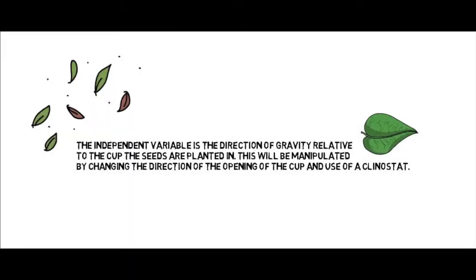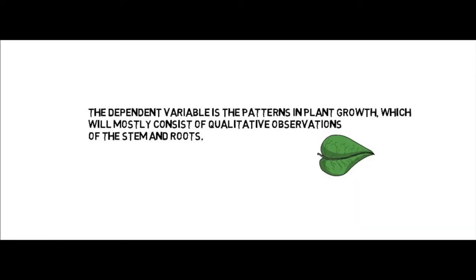The independent variable is the direction of gravity relative to the cup the seeds are planted in. This will be manipulated by changing the direction of the opening of the cup and the use of a clinostat. The dependent variable is the patterns in plant growth, which will mostly consist of qualitative observations of the stem and the roots.